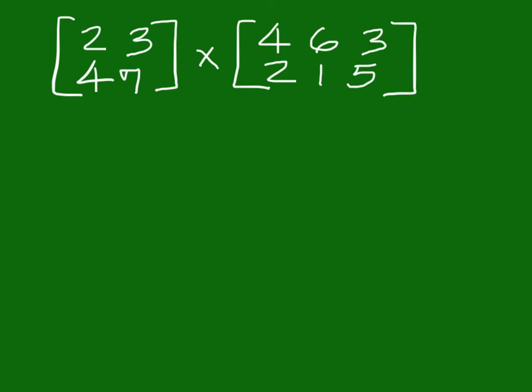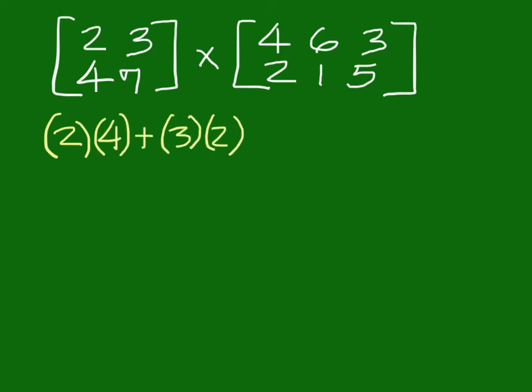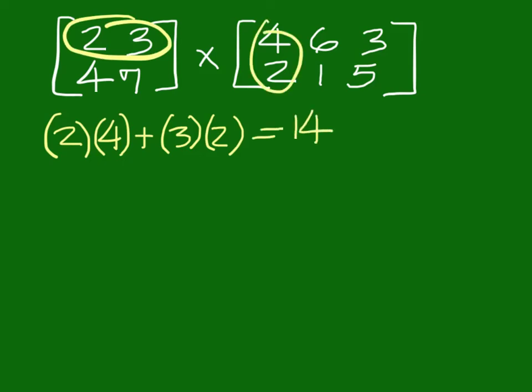Alright, to see if we can do this or not, we have 2 columns in the first one, 1, 2, and 2 rows in the second one, so we can multiply these together. Therefore, you're going to have 2 times 4 and then plus 3 times 2. That is because of this and this. And that's an 8 plus 6, which is 14. So we're going to put a 14 down in row 1, column 1.